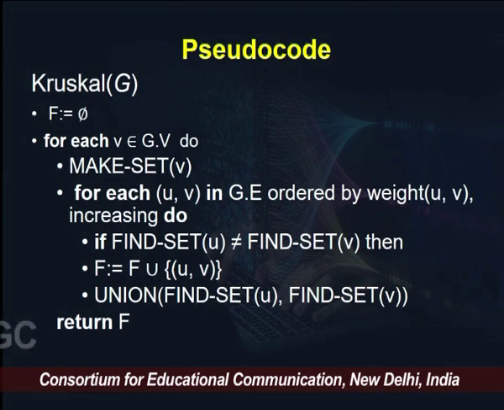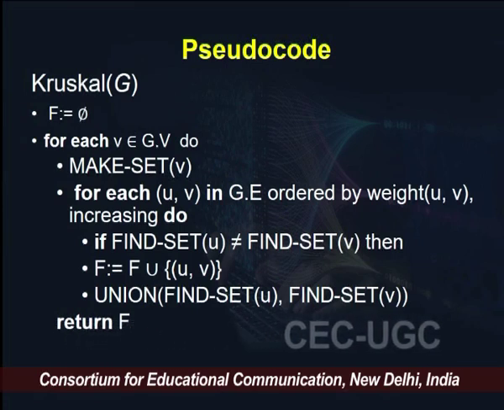Now, if find set u is not equal to find set v, then we will add this edge (u, v) to our set F, which is ultimately going to be your minimum spanning tree. So basically find set u not equal to find set v is checking for the presence of a cycle. If u and v both belong to the same component, then adding an edge (u, v) within that connected component will result in a cycle. So we add the edge only if there is no cycle formation, which is checked with the help of find set u and find set v.